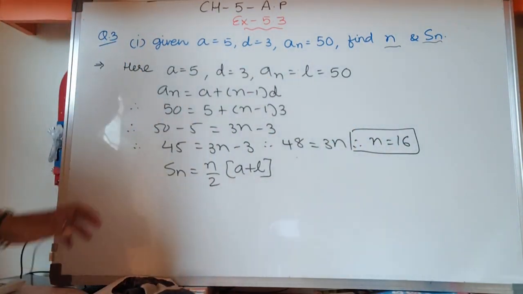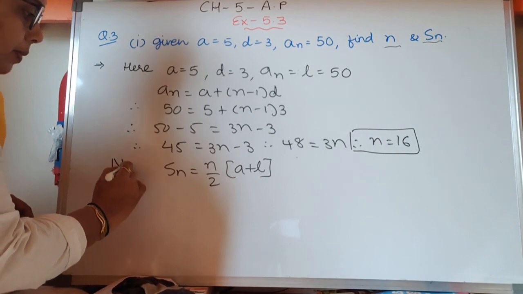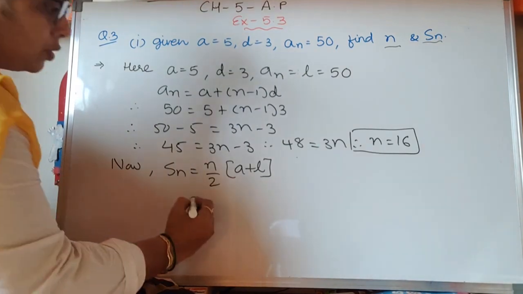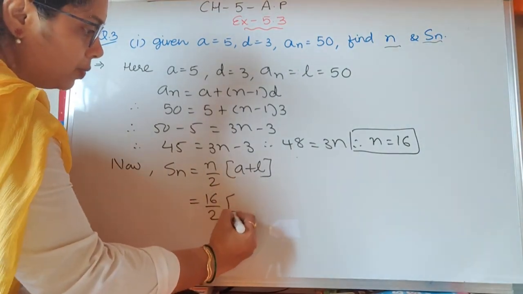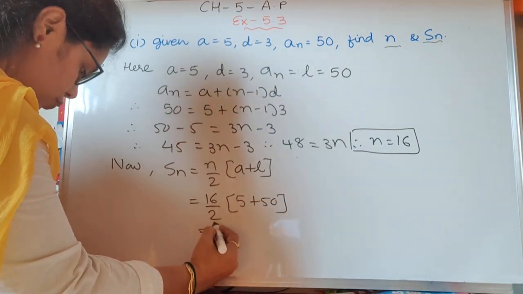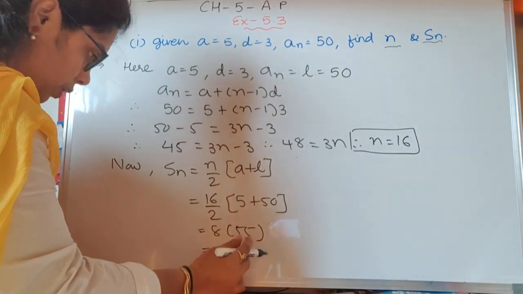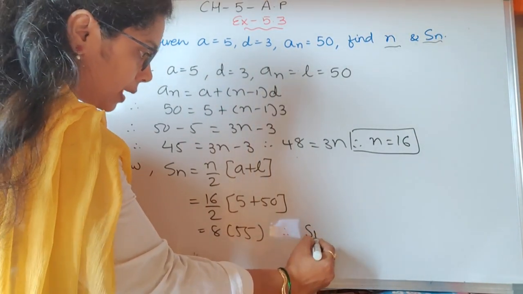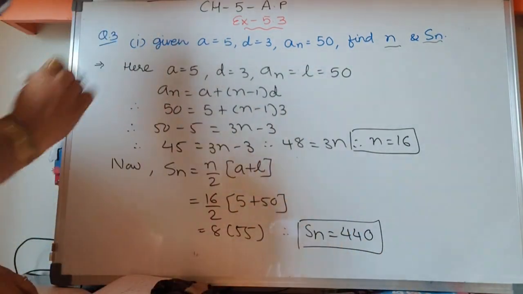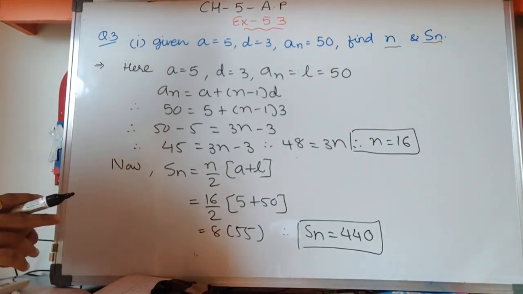Like this, you have to first find the value of n, and then substitute this value of n here to get the value of Sn. So it is equal to 16 by 2 into (5 plus 50), which is 8 into 55, and therefore Sn is equal to 440. Like this we can solve our sums. Isn't it easy?